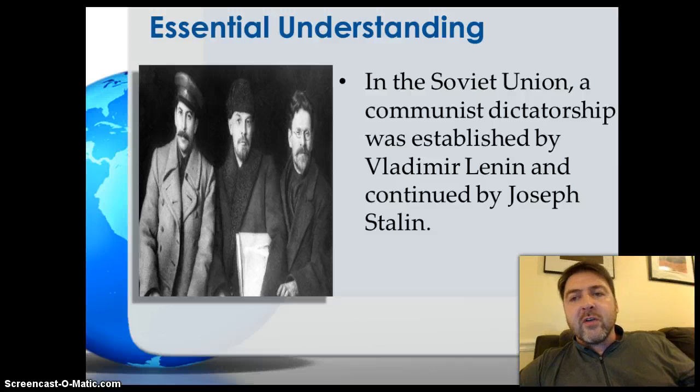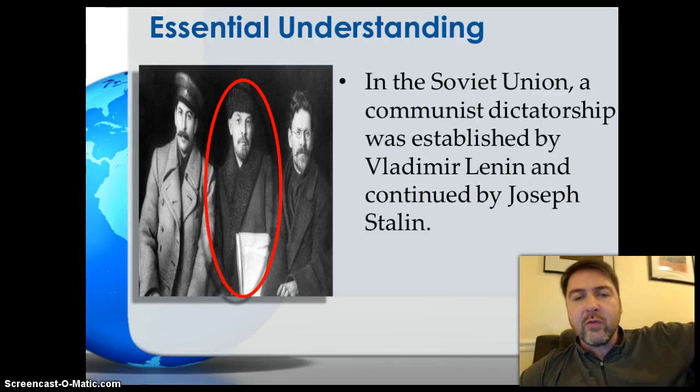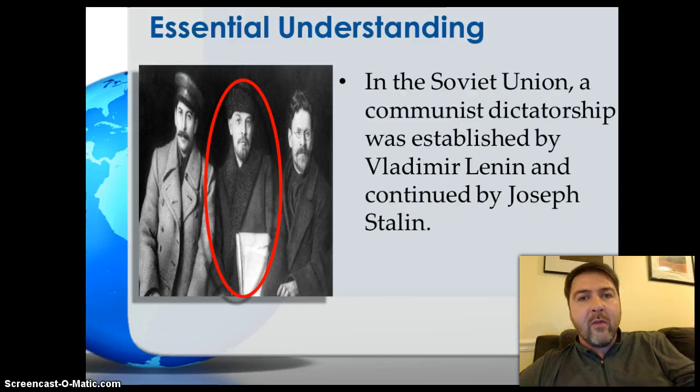Okay, second piece of essential understanding. In the Soviet Union, the communist dictatorship that we saw established in Standard 10C by Vladimir Lenin was continued and strengthened by his successor, Joseph Stalin. We see here in this photograph, this is Lenin in the middle. Lenin dies in 1924 after a series of strokes that left him unable to speak or communicate, so it wasn't really clear who Lenin wanted to succeed him. We see Stalin on the left and another one of his rivals, a guy named Trotsky, on the right.